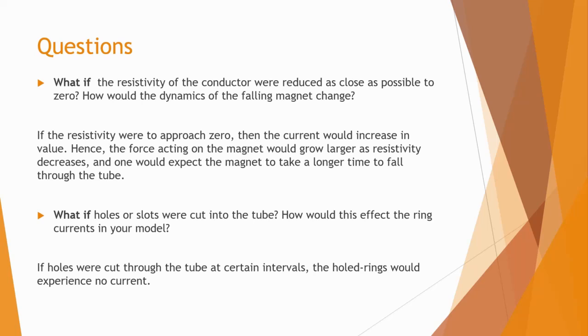And what if holes or slots were cut into the tube? How would this affect the ring currents in your model? If holes were cut through the tube at certain intervals, the whole rings would experience no current.